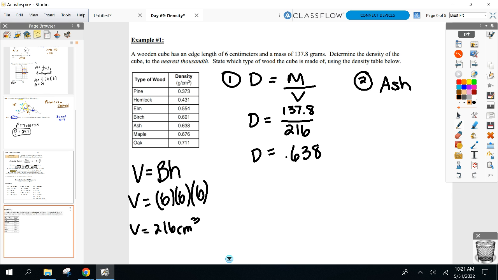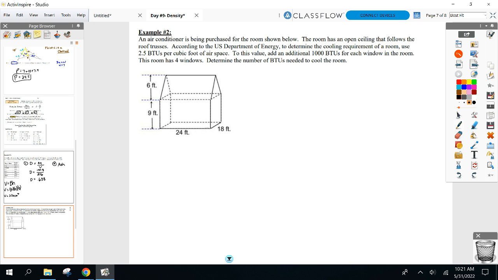You all right before I knock your socks off now? Questions about just basic finding the density? All right, here you go. I'll be honest with you, this doesn't have to do with density, but it's a volume problem though. Okay, I know the word density doesn't come up, but great problem for us.